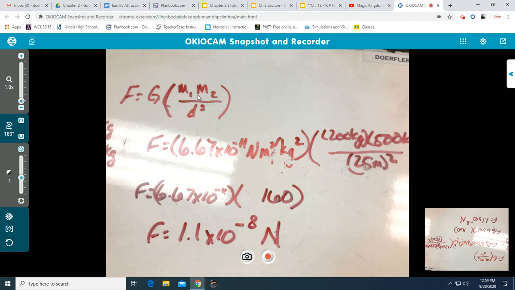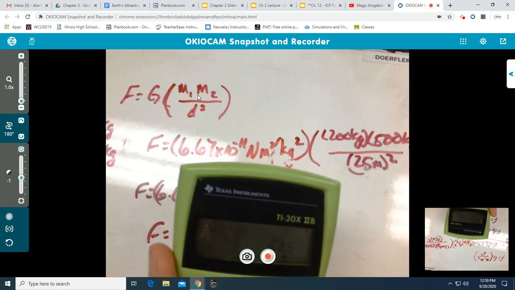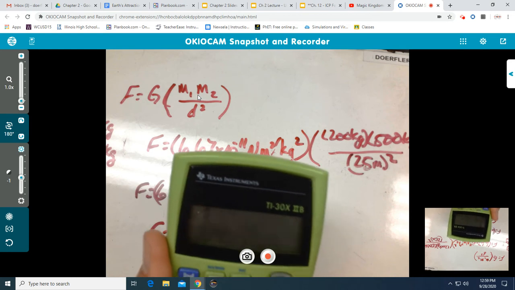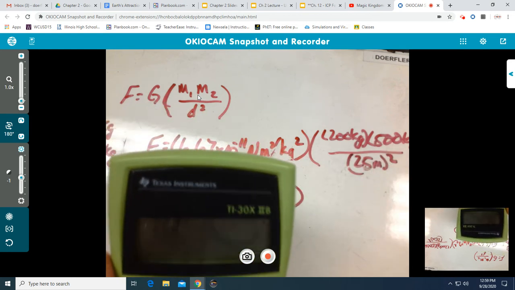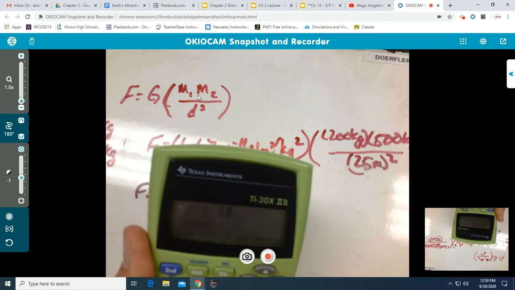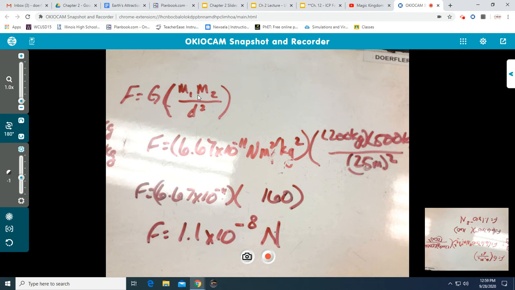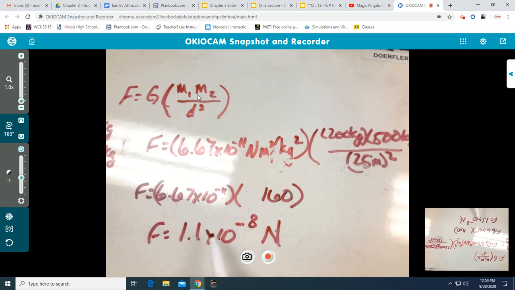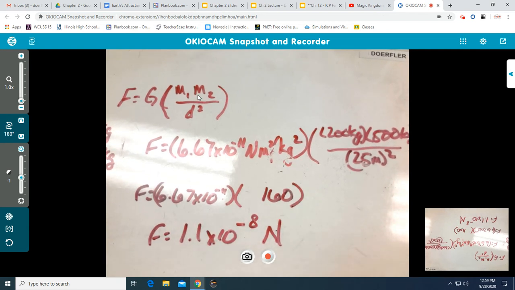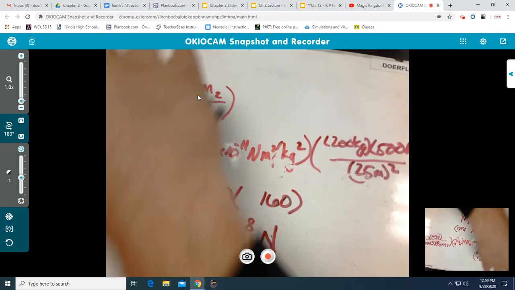Double check my work. You never know, I could have made a mistake. Okay, 25 squared is 625. So I'm just checking this here. 200 times 500 equals 100,000 divided by 625. We still got 160. Always double check your work. You're going to have some small values, so don't freak out.